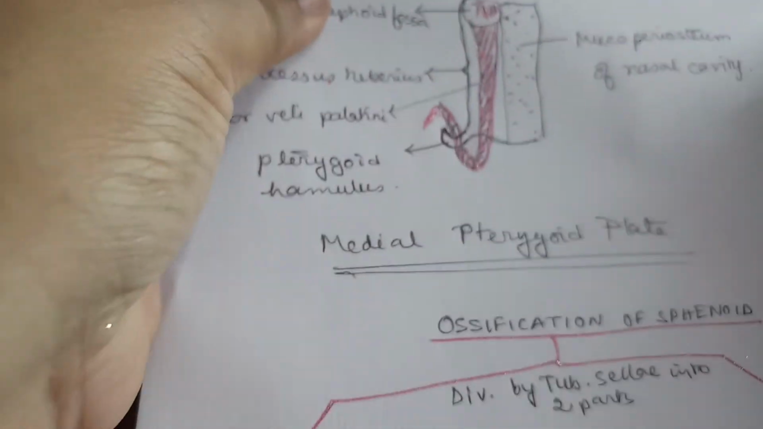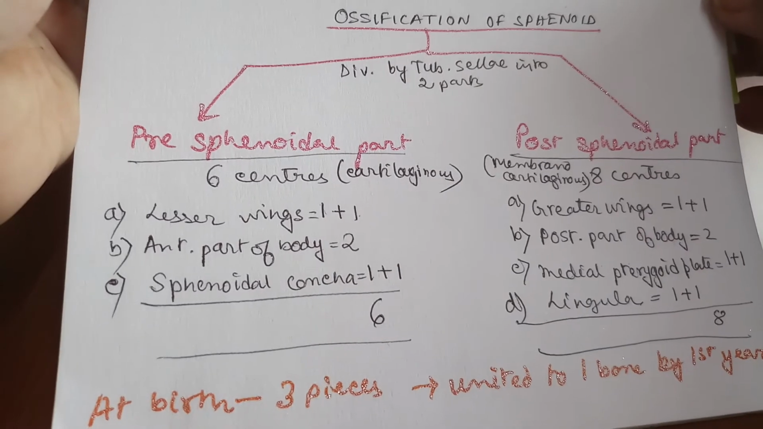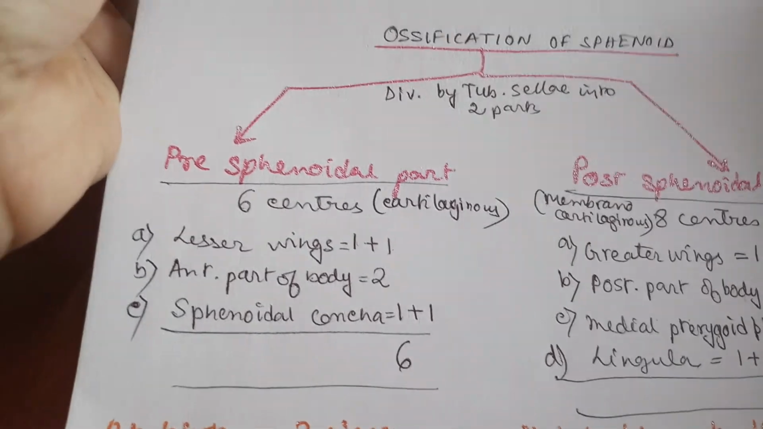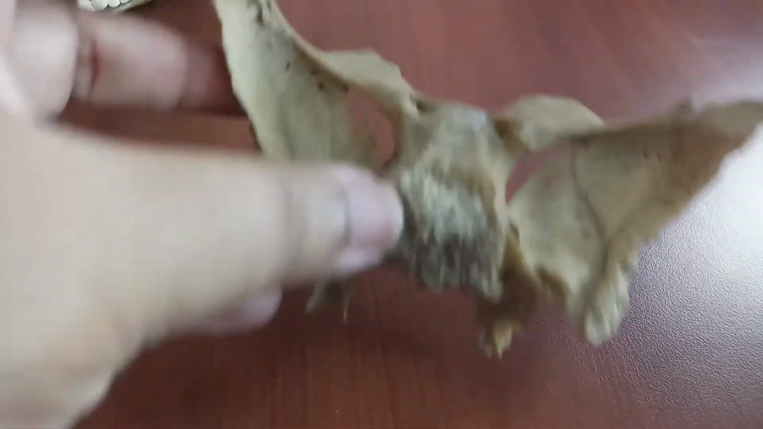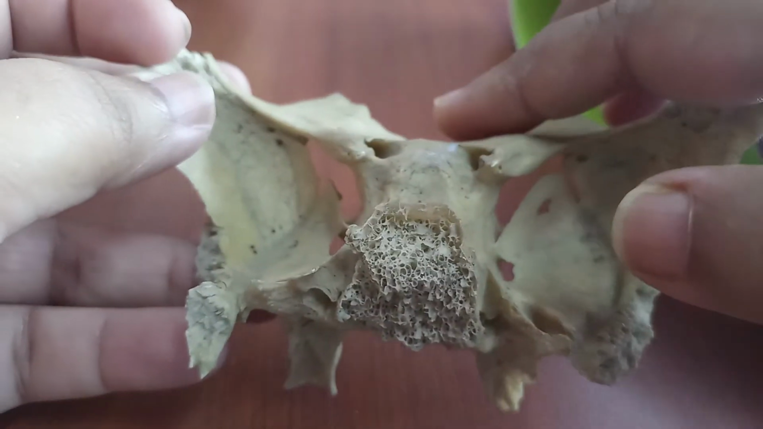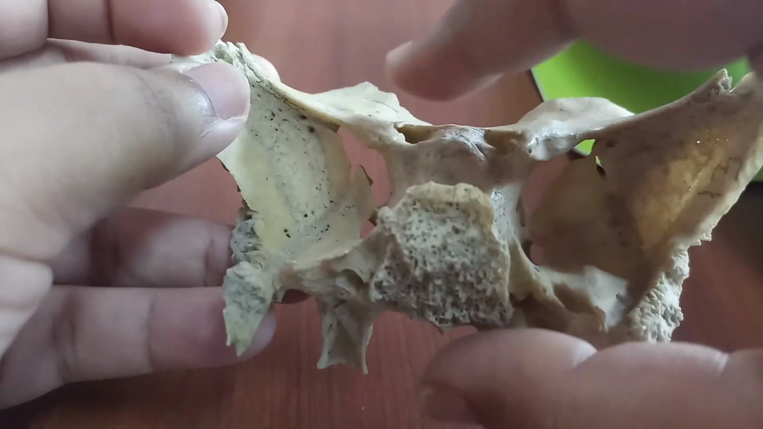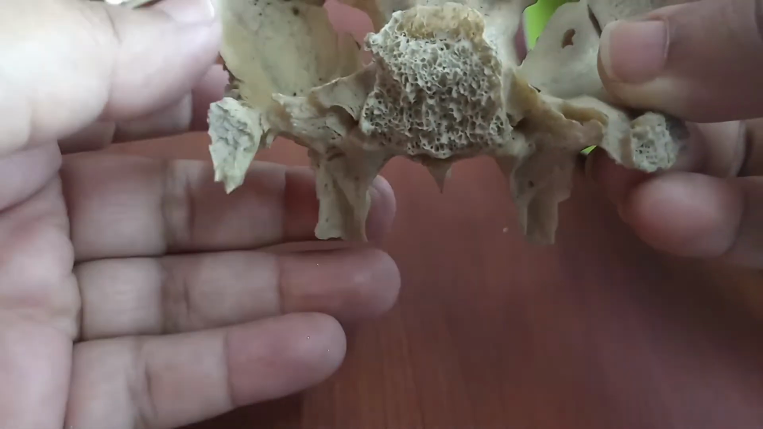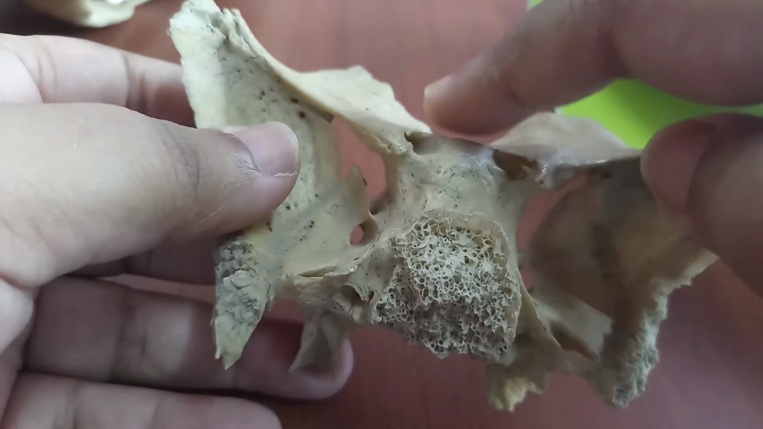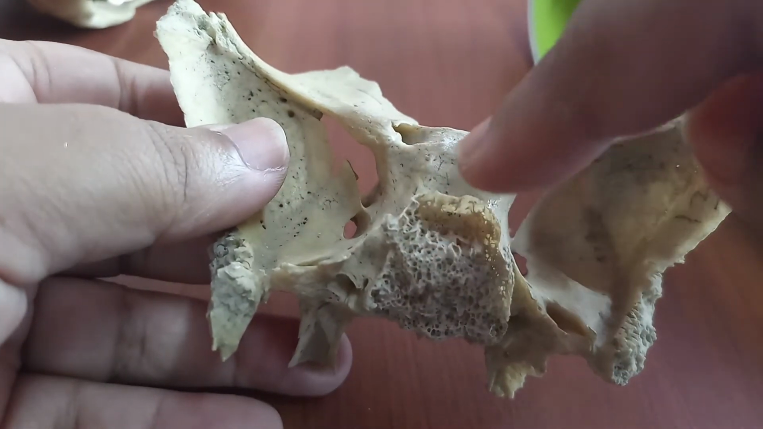So I will just complete it with the ossification. Now we have divided the ossification of the sphenoid into two zones. One is the pre-sphenoidal part and the other is the post-sphenoidal part, and that is divided by the tuberculum sellae itself. At birth, if you see, the sphenoid is not a single piece of bone. It is having three pieces. This is the body and this is the lesser wing, and these are the greater wing and pterygoid process. So this is the tuberculum sellae, and it divides the bone into two areas: the pre-sphenoidal part, which is anterior to the tuberculum sellae, and the post-sphenoidal part, which is posterior to the tuberculum sellae.